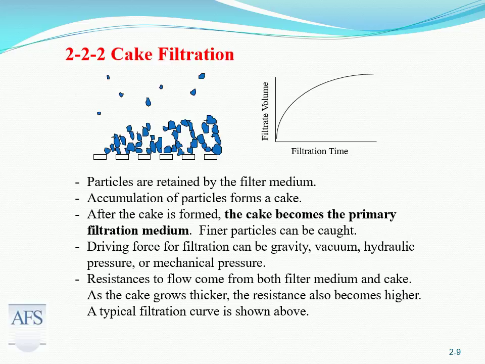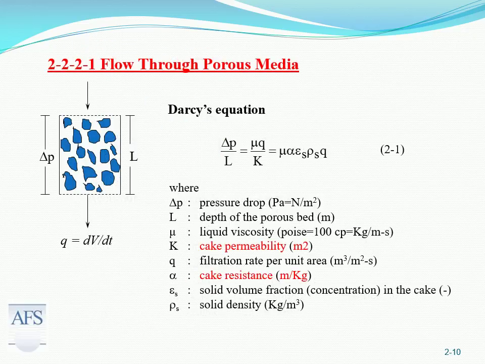Driving force for filtration can be gravity, vacuum, hydraulic pressure, or mechanical pressure. Resistances to flow come from both filter medium and cake. As the cake grows thicker, the resistance also becomes higher. A typical filtration curve is shown on this slide. The particles form a porous structure called cake and liquid flows through the cake. Therefore, the principle of flow through porous media can be used to describe the cake filtration process.